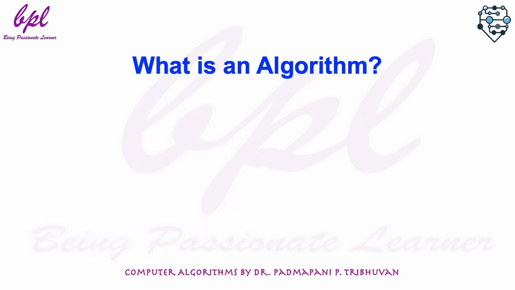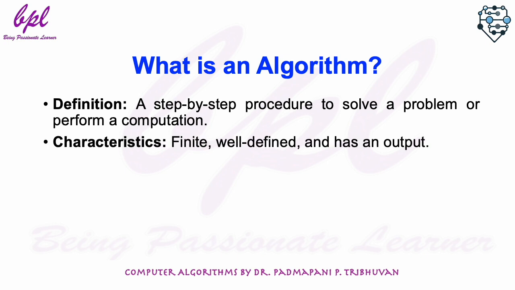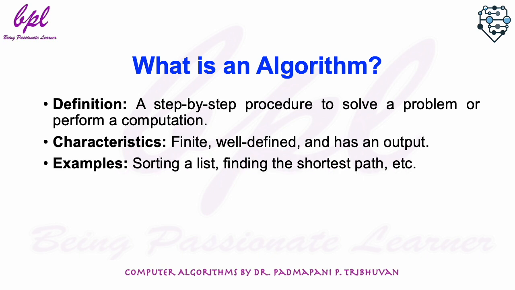Let us start with what is an algorithm. An algorithm is essentially a set of steps designed to accomplish a specific task. It's important that an algorithm is finite, clearly defined, and generates a result. Some everyday examples include sorting a list, finding the shortest path between locations.